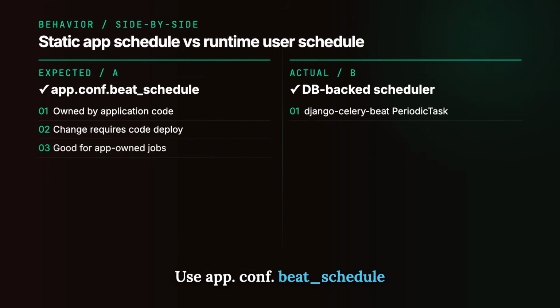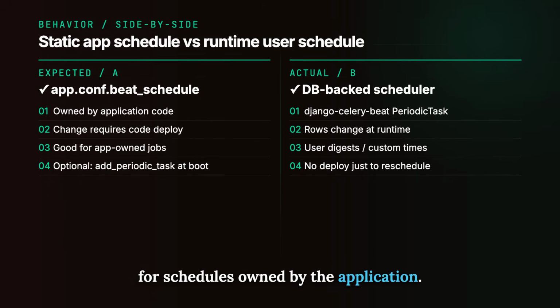Use app.conf.beat_schedule for schedules owned by the application. Changing them means a code deploy. For user-configured digests that change at runtime, store rows in a database-backed scheduler such as Django Celery Beat.